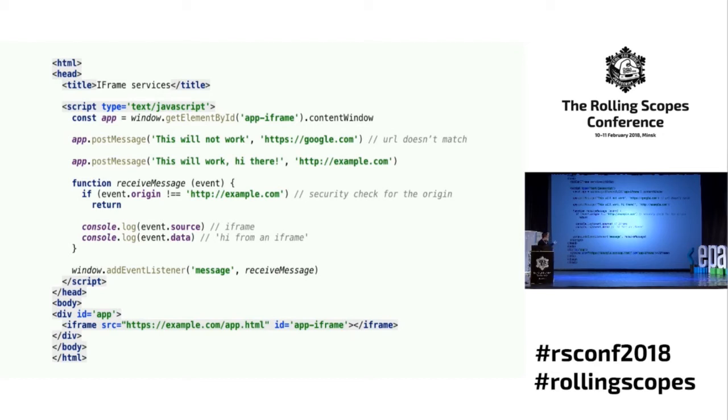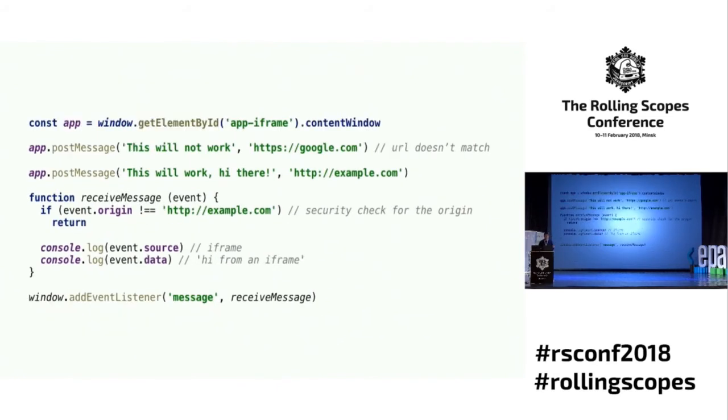Here we have a simple HTML page with an iframe and some JavaScript code. At the bottom, you see we are calling an iframe with https://example.com/app.html and with the ID app iframe. And we have some JavaScript code here, so let's zoom in on that. This JavaScript code is just looking for the iframe and sending some message to it. We are making a constant app where the content window of the iframe is living.